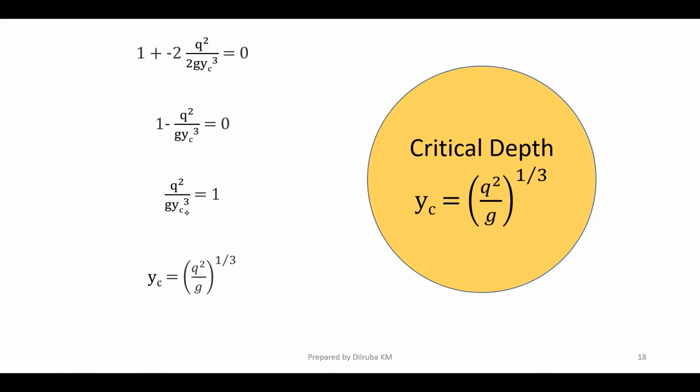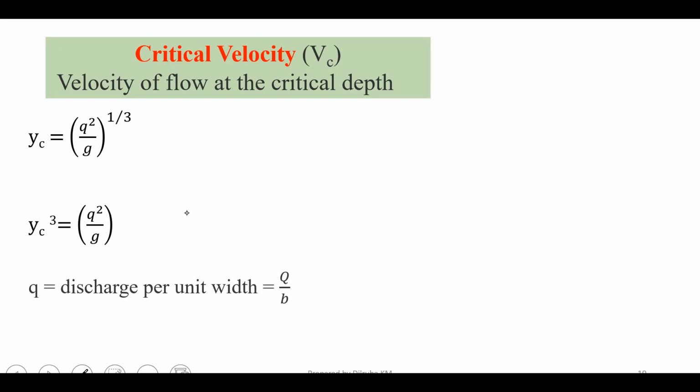Now let us see what is critical velocity. And we know critical velocity is the velocity of flow at critical depth. So we have the equation for critical depth, yc is equal to q square by g whole raised to 1 by 3. So I can make yc cube, that is just taking the cube on both sides. Yc cube will be q square by g, or since I'm resubstituting this small q back to capital Q by small b, and small q is equal to capital Q by small b, where capital Q is the discharge, which is area into velocity, and we have told that area is width into depth.